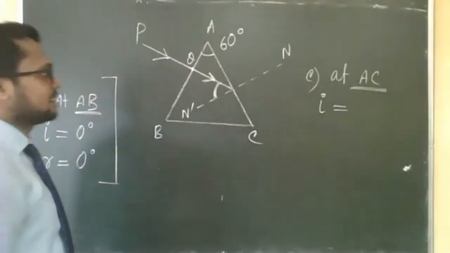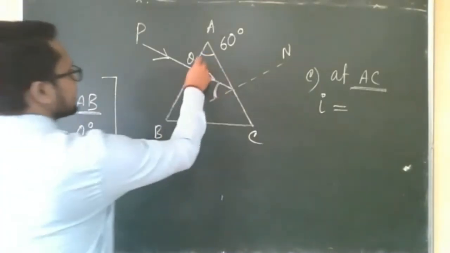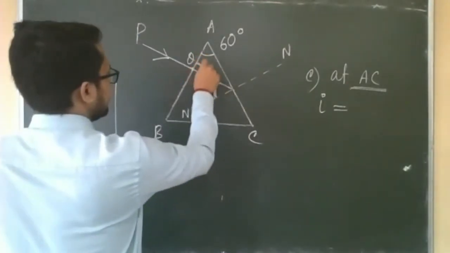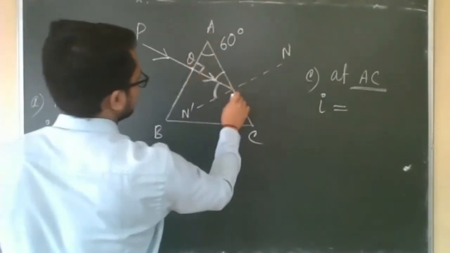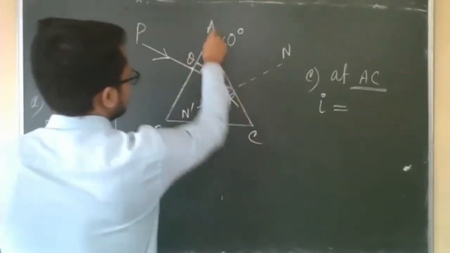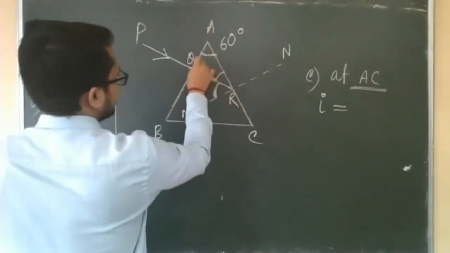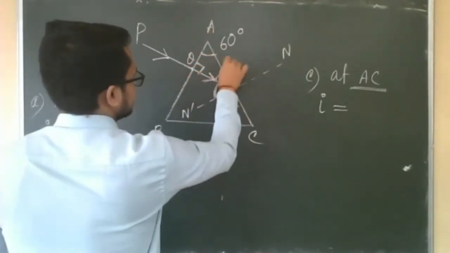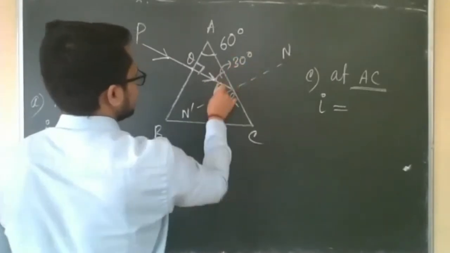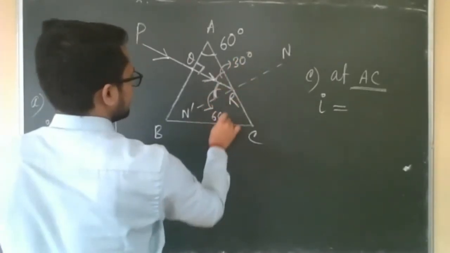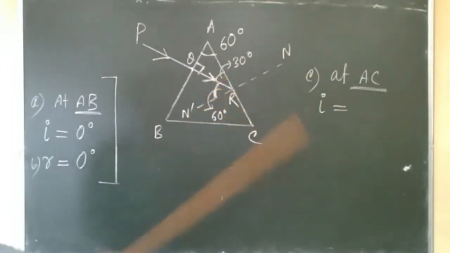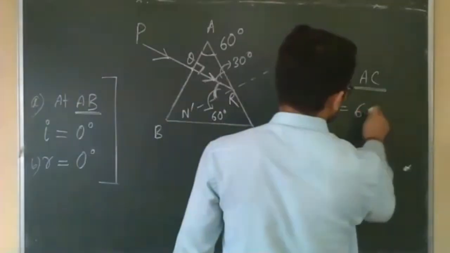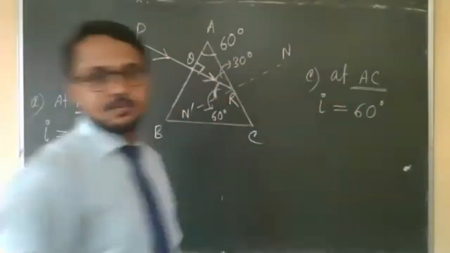So here you have to find it. This is 60, this is 90, this is 90. That means this is 30 for this triangle. Name it R: triangle AQR has 60, 90, and this is 30. This is 30, which means this one will be 60. So the angle of incidence is 60 degrees with respect to the normal.